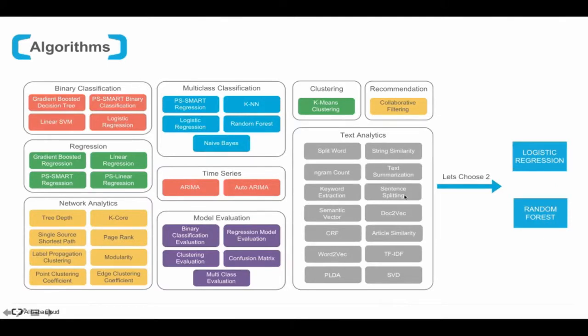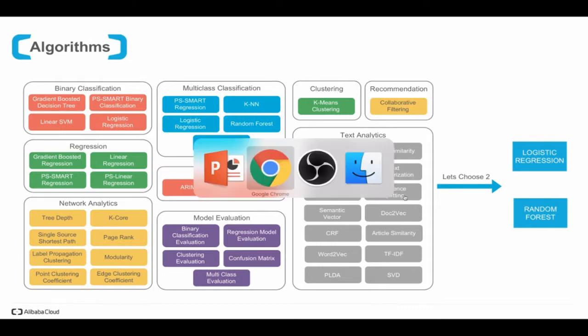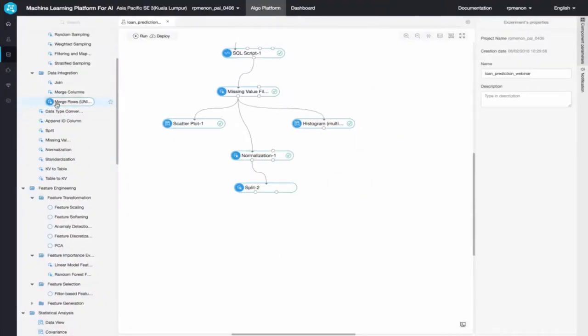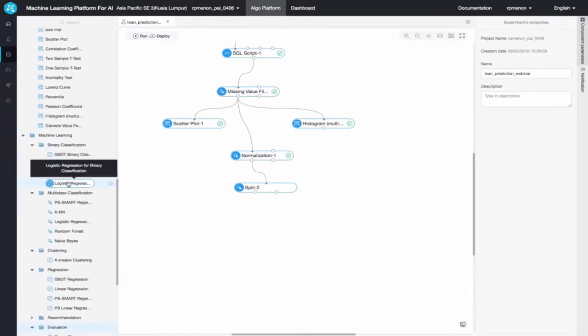There are tons of pre-built algorithms available in Pi for binary classification, regression, network analysis, time series, and so on. You will choose two algorithms, logistic regression and random forest. Train the model using both these algorithms and then choose the best one that has the top AUC score on the test set. So let's get started. First, I would like to choose the algorithm logistic regression, which can be found under the machine learning module. Let me drag and drop logistic regression.